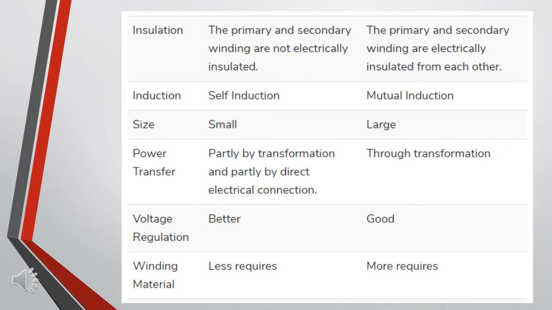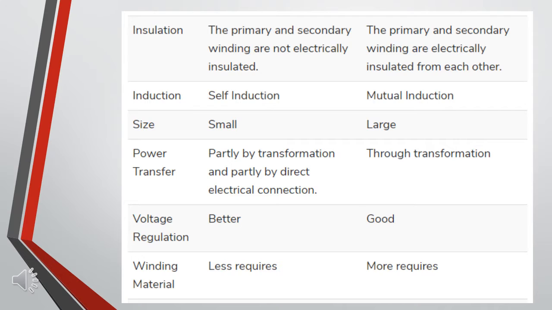About sa power transfer, it is said here na partly by transformation and partly by direct electrical connection. While itong naman sa conventional transformer, it is purely through transformation process. Next, in terms of voltage regulation, sabi ang autotransformer daw is much better kaysa sa conventional transformer.